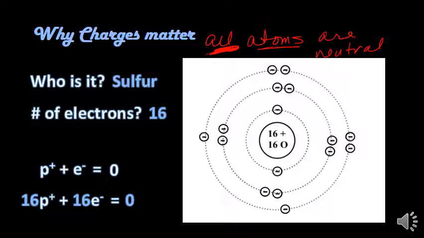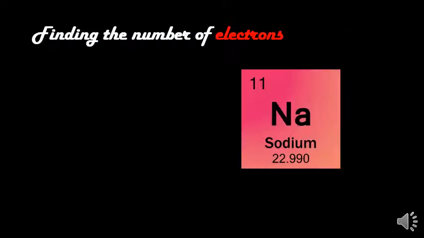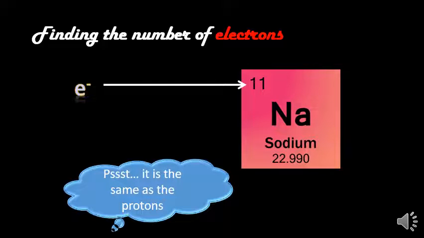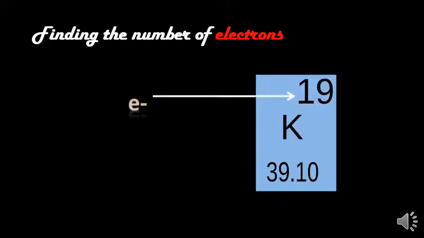So the number of protons will always equal the number of electrons for a neutral atom. Finding the number of electrons is just as easy as finding the number of protons. To find the number of electrons, again, it's the same as the protons. So sodium has 11 electrons. And then potassium would have 19 electrons.